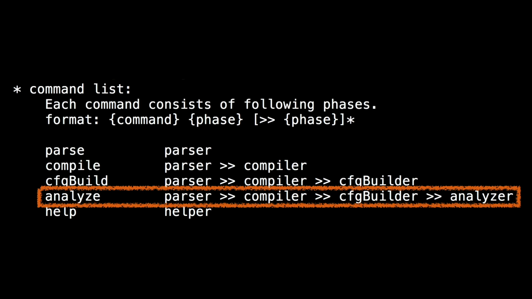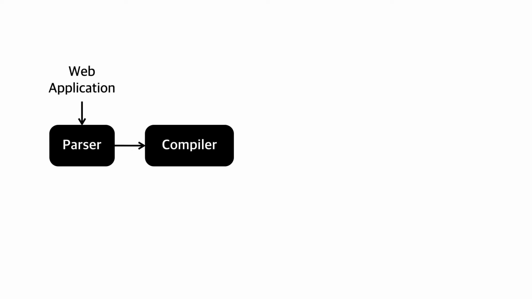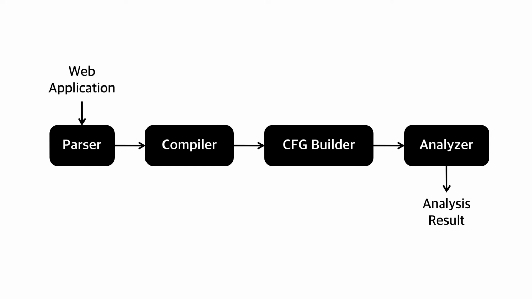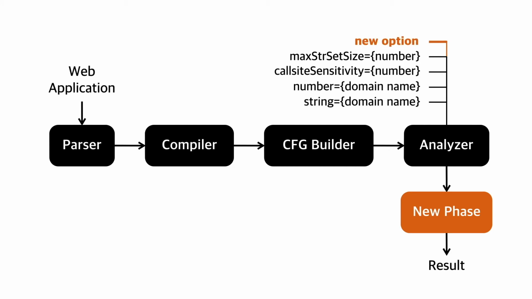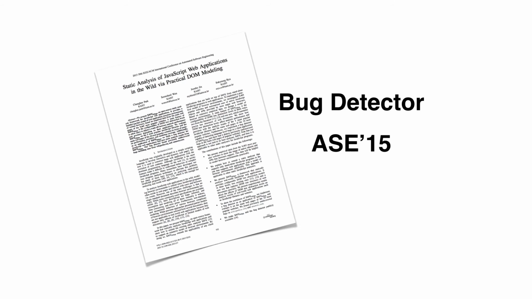Let's take a closer look at the analyze command. The analyze command consists of 4 phases. Each phase can be configured by various options. For example, the analyze phase has options to select analysis techniques. We can add a new technique by adding a new phase or a new option. Let's see how easily we can add new techniques with a new phase and a new option.